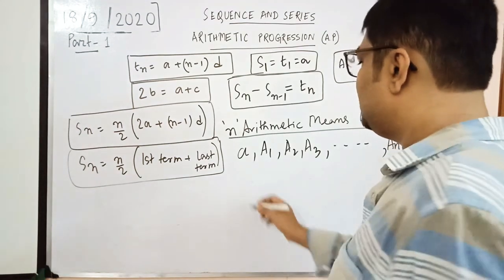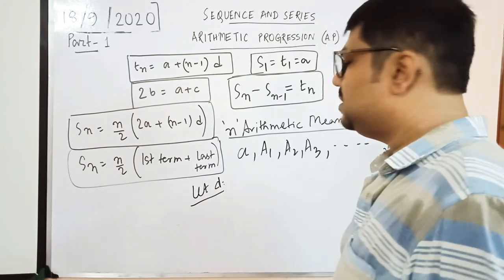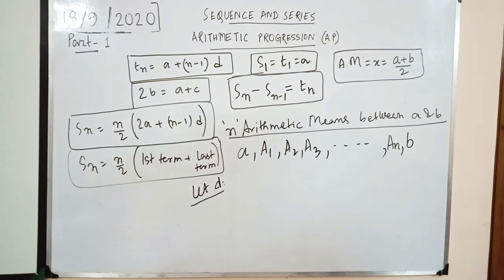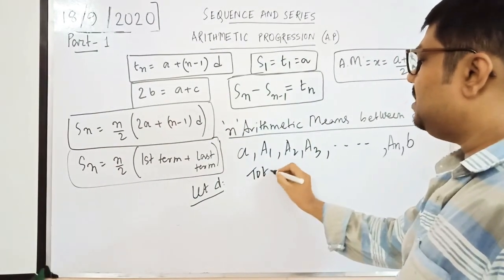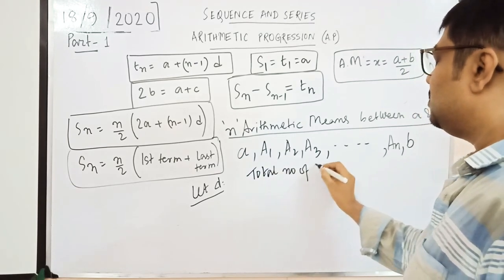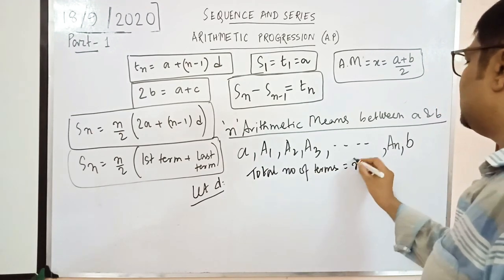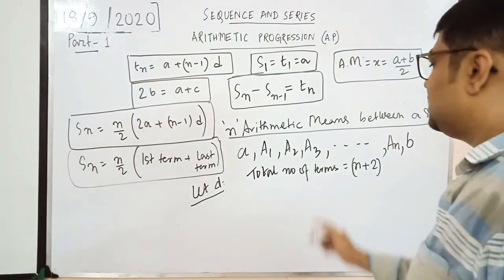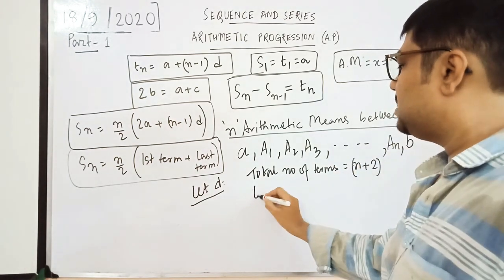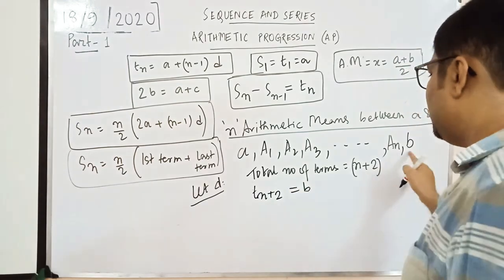Then we assume that d is the common difference. How many terms are there in the series including a and b? The total number of terms will be n plus 2, because there are n terms a1, a2 up to an, plus a and b at the end. So b is the n plus 2th term.